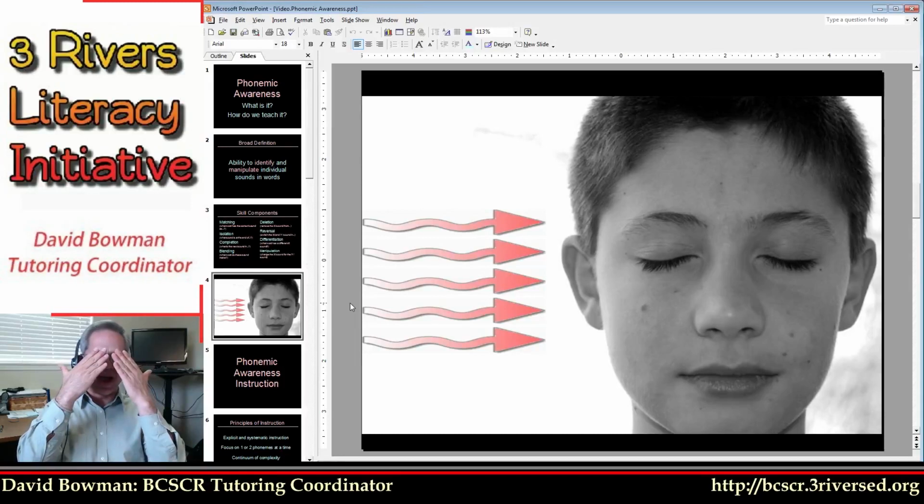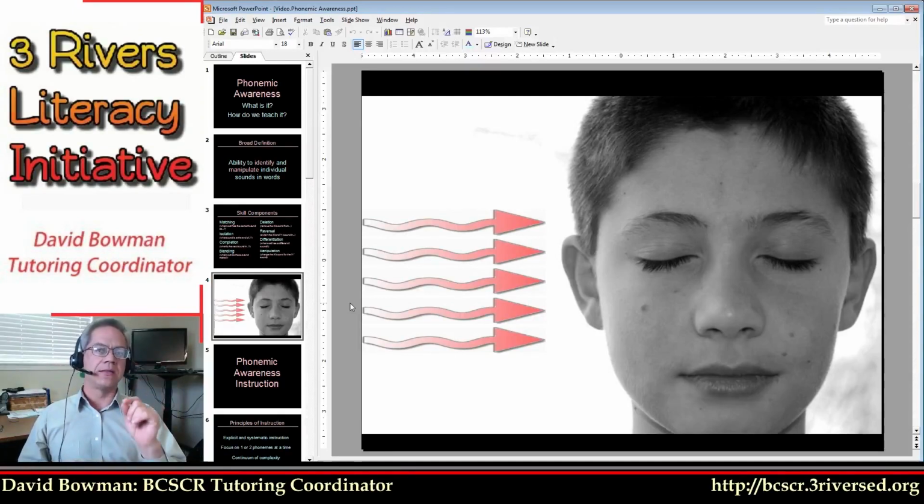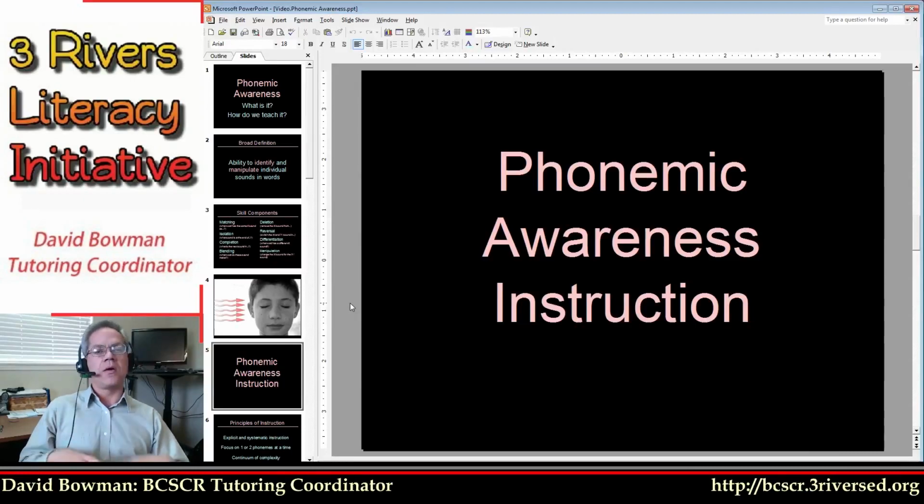If you can do it with your eyes closed, chances are what you're doing is phonemic awareness, because you're just thinking about the actual sounds in your ears or in your headphones. You're not looking at the letters on a page. It's just the sound. So if kids are doing these behaviors and they can do them with their eyes closed, that's phonemic awareness. All right.